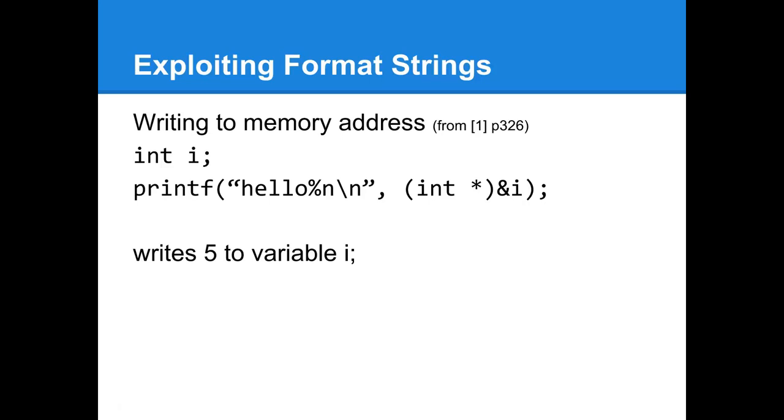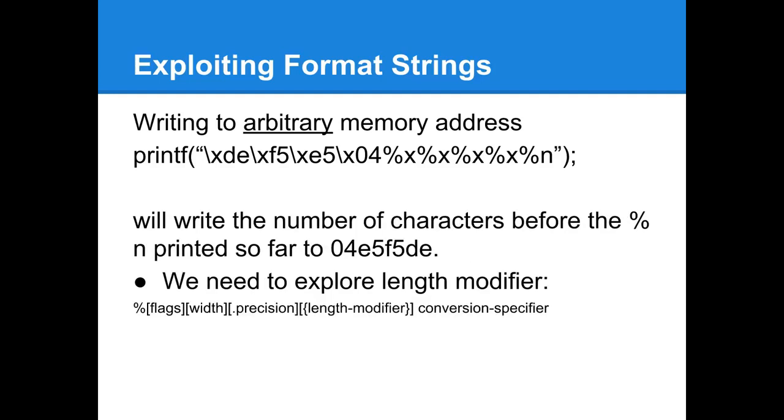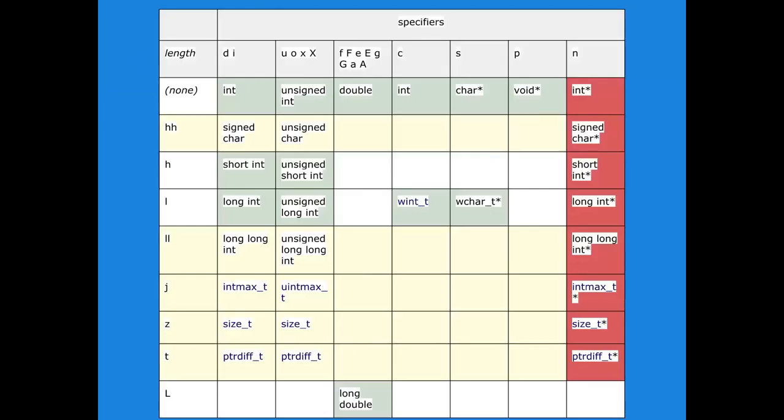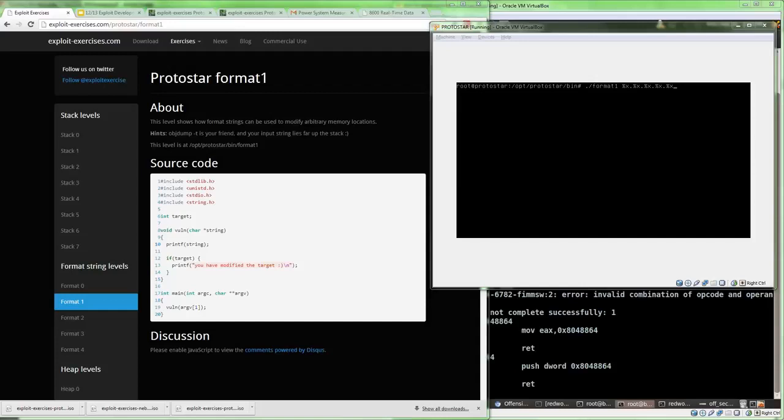We've talked about writing to a memory address, and effectively using the same technique, instead of a %s, here we use a %n. We'll write the number of characters written so far to the address provided here, assuming this all works out correctly. And you can use a width specifier to increase the number of characters written so far to specify exactly what number you would like to write there. But it only works well for writing small values. So we need to explore how this can be used, perhaps with the length specifier, to pull off various format string exploits. And we're going to start with the Format 1 challenge demo from Protostar from exploit-exercises.com.